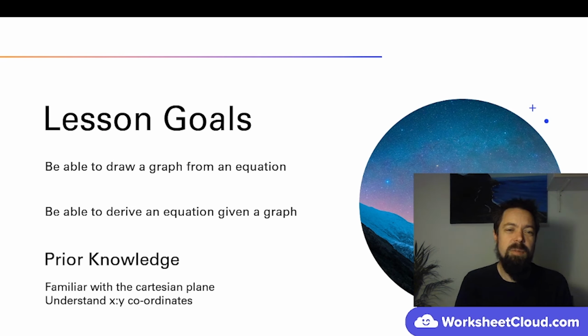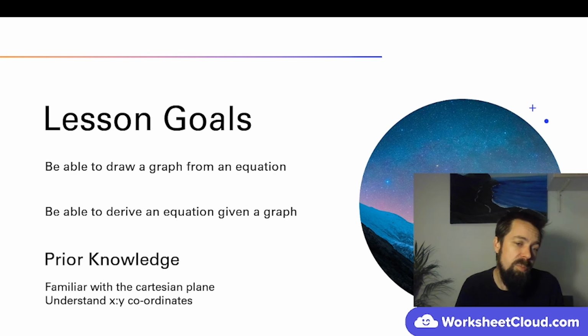So, lesson goals, basically both ways. Be able to draw a graph if you're given an equation, and be able to find the equation if you're given a graph. Prior knowledge that will really make a difference if you know it: if you're not familiar with these things, go back and take a look at them and then come back to the lesson. You need to know what the Cartesian plane is and understand XY coordinates. It's basic graph stuff, but I'll run over it briefly.